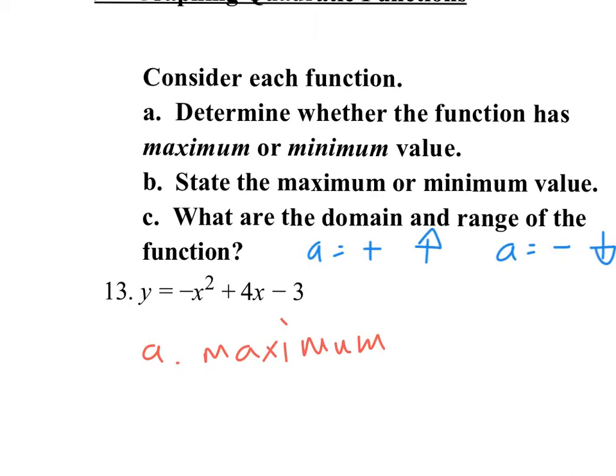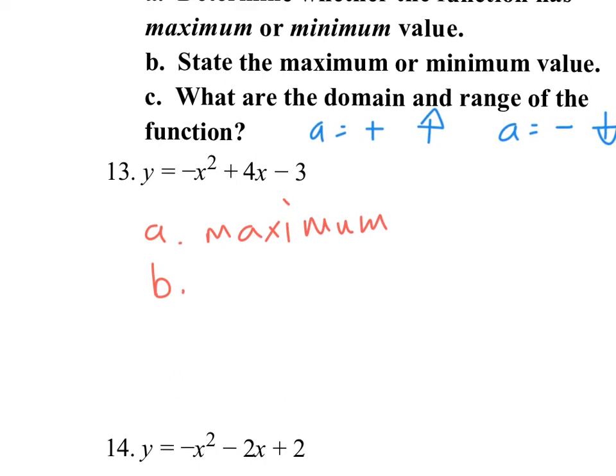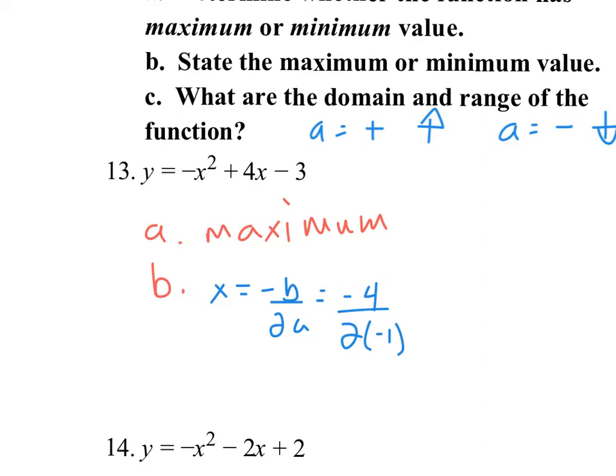So I have to find the vertex of this equation, right? To find the vertex, we use the axis of symmetry. So we have a little bit of work to do for part B. So for part B, we'll go in here and start this process. X equals the opposite of B all over 2 times A, right? So then we have the opposite of 4 divided by 2 times negative 1, which is going to give me negative 4 over negative 2, which is positive 2. That's the x value of my vertex.